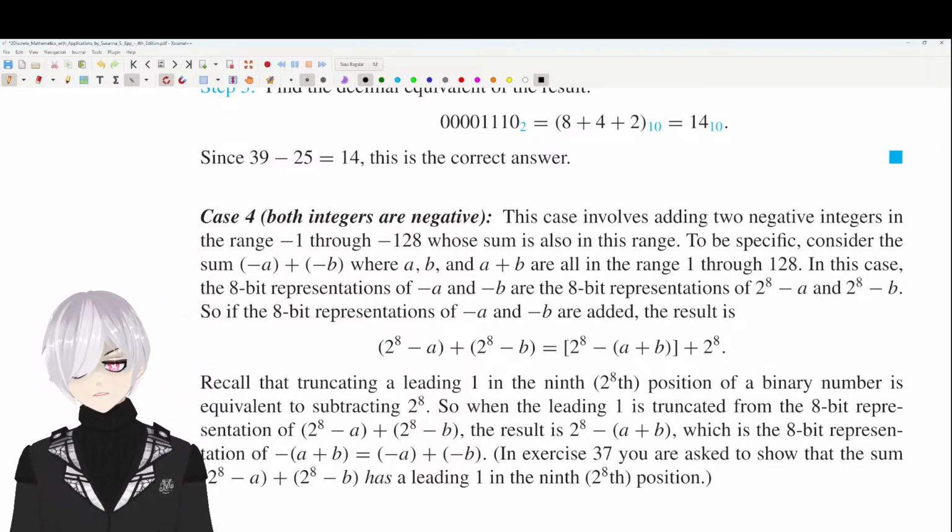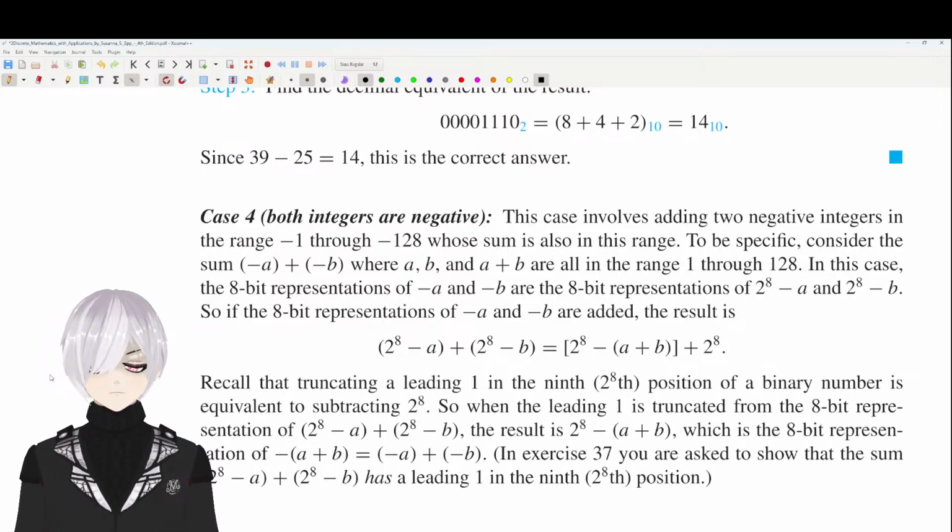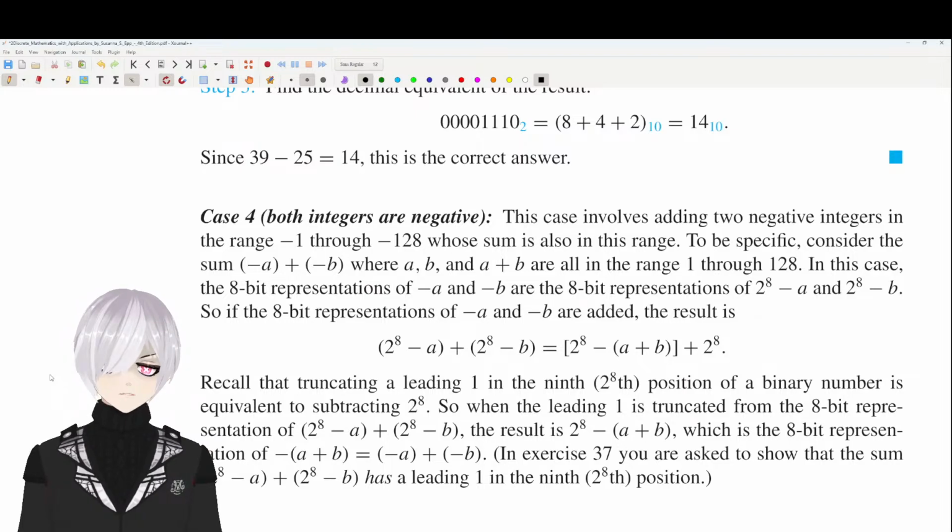So let's see here. 2 to the 8 minus a plus b is the 8-bit representation. Well, I see that 2 to the 8th minus a plus b is the 2's complement of a plus b. I guess that's why it's -a plus b. Yeah, because a plus b is the absolute value of negative a plus b, because a and b are both positive. Yeah, which is equal to negative a plus negative b.